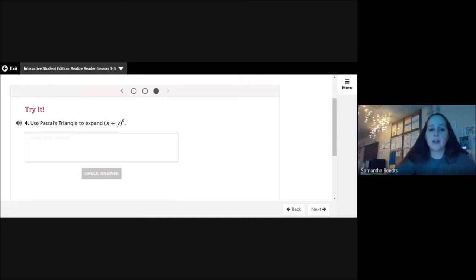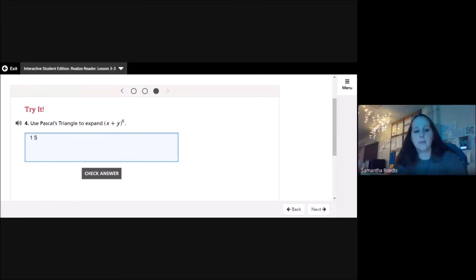All right, so use Pascal's triangle to expand (x + y)^6. The row from above was 1, 5, 10, 10, 5, 1. So the next row is going to be 1 plus 5, which is 6, 5 plus 10, which is 15, 10 plus 10, which is 20, 10 plus 5, which is 15, 5 plus 1, which is 6, and then 1 on the outside. So this is my new row, the 6th row.